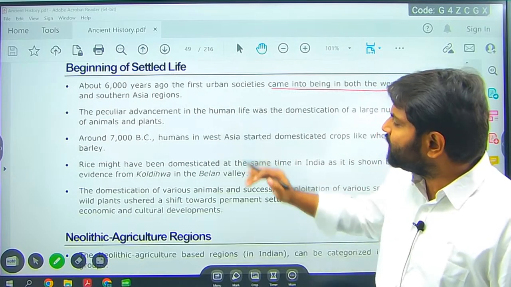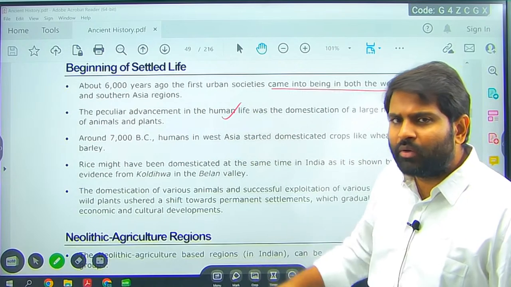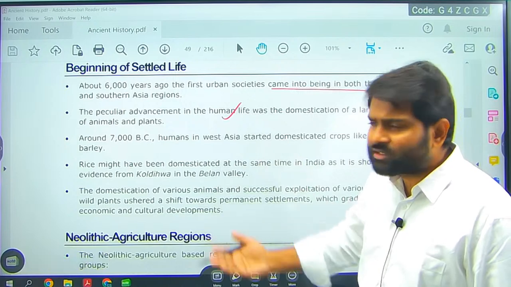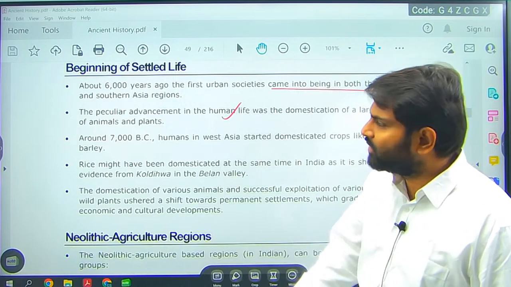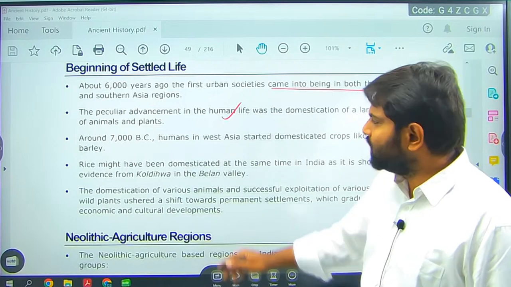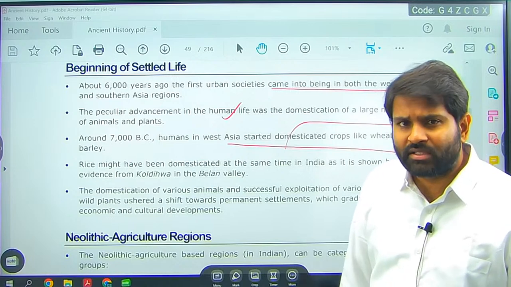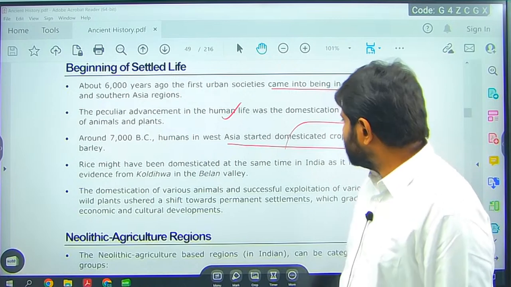The peculiar advancement in human life was the domestication of a large number of animals and plants. Let it be goats, dogs, or any other animals being domesticated, and plants also, from wild varieties to domestic varieties, they started cultivating agriculture. Around 7000 BC, humans in West Asia domesticated crops like wheat and barley, not rice. 7000 years ago they domesticated wheat and barley.